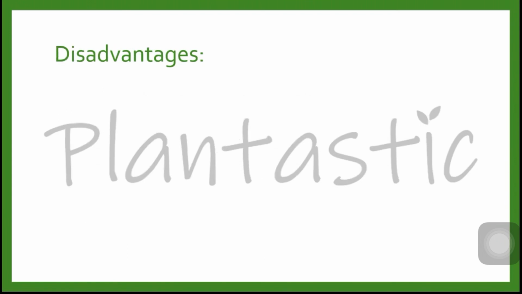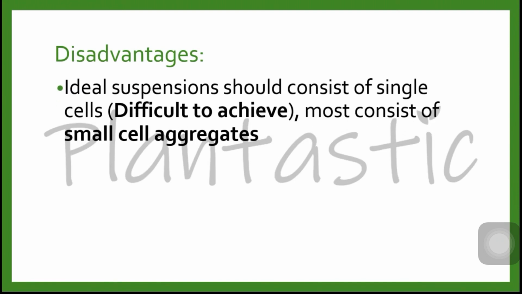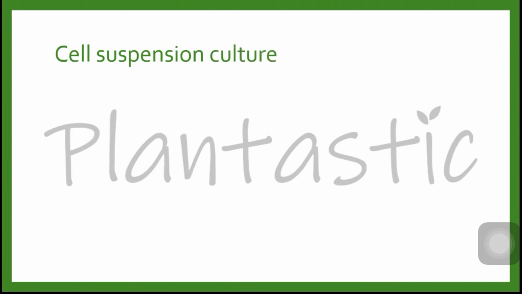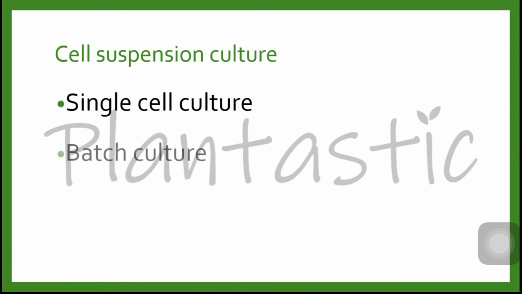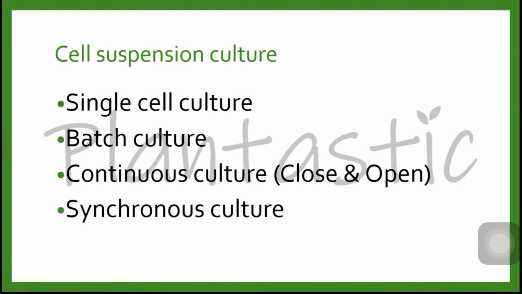On the other hand, the disadvantages are: the ideal suspension should consist of single cells, which is very difficult to achieve. Therefore, most of the time it consists of small cell aggregates, which are the clumps of cells. The cell doubling time in suspension varies with the system and also the period. There are a few types of cell suspension culture. First, single cell culture, batch culture, continuous culture, which can be classified into closed and open, and synchronous culture.